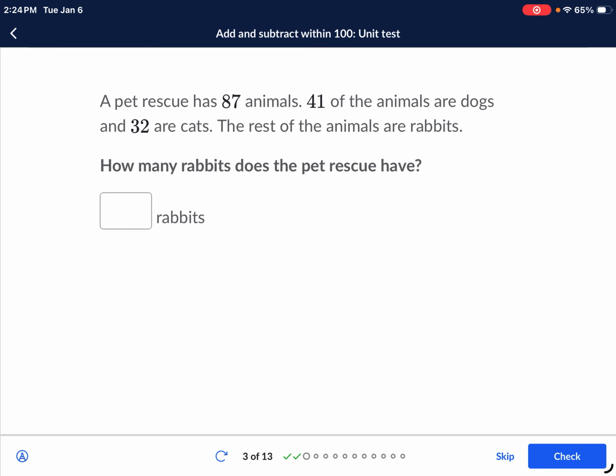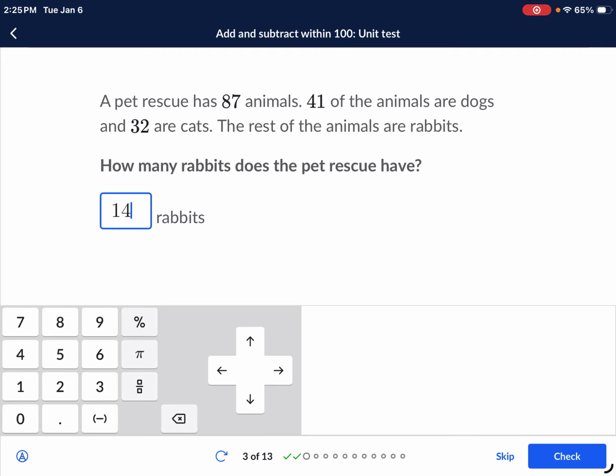A pet rescued 87 animals. 41 animals are dogs, and 32 are cats. The rest of the animals are rabbits. How many rabbits does the pet rescue have? So basically, 41 plus 32 equals 73, right? And then since you have 73, and 73 plus 14 equals 87, so the answer is 14.